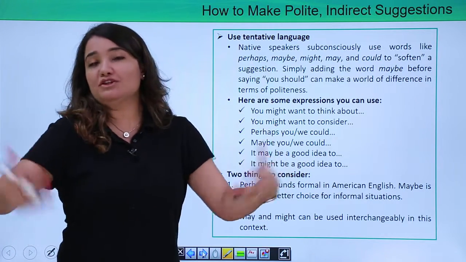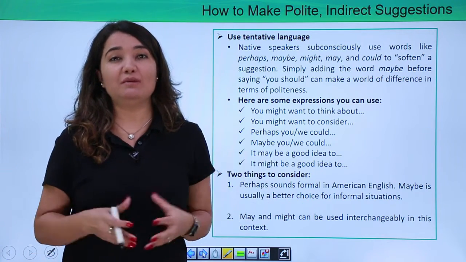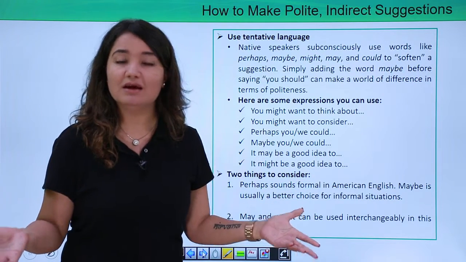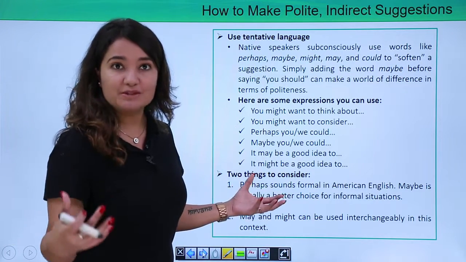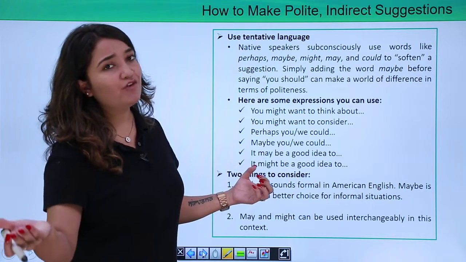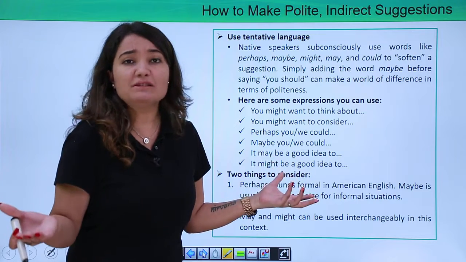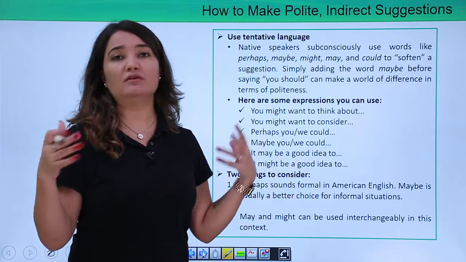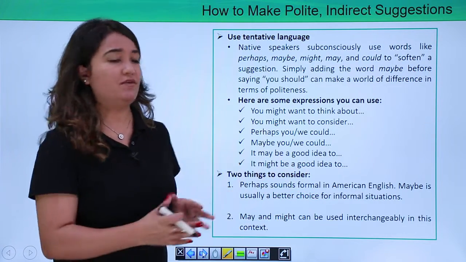So if you feel that you're interacting with a Native American and you want to put forward a suggestion in a very impactful manner, and it is a formal environment, definitely you might want to use perhaps. So perhaps makes it very formal for Americans. And if it is an informal atmosphere wherein you are placing your suggestion, then maybe would definitely work.